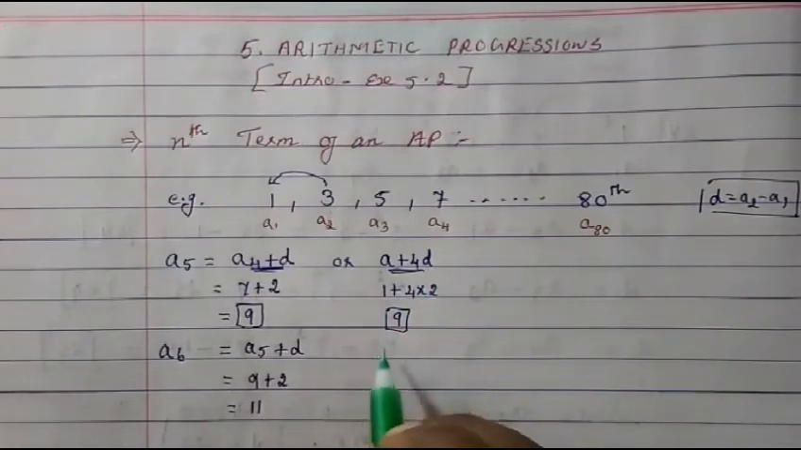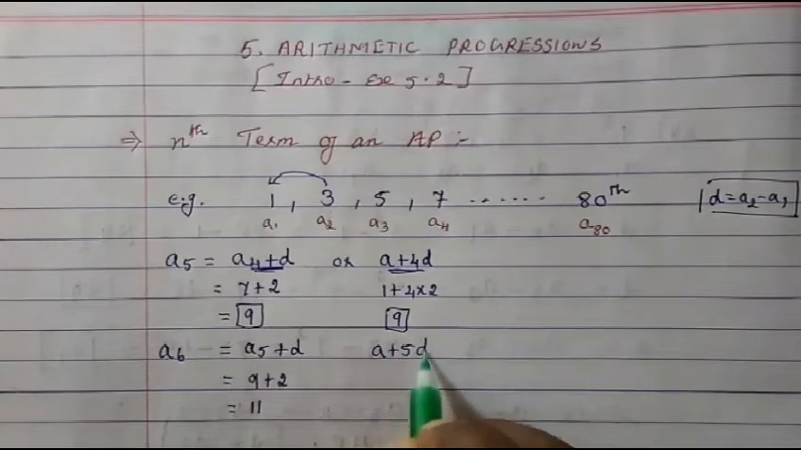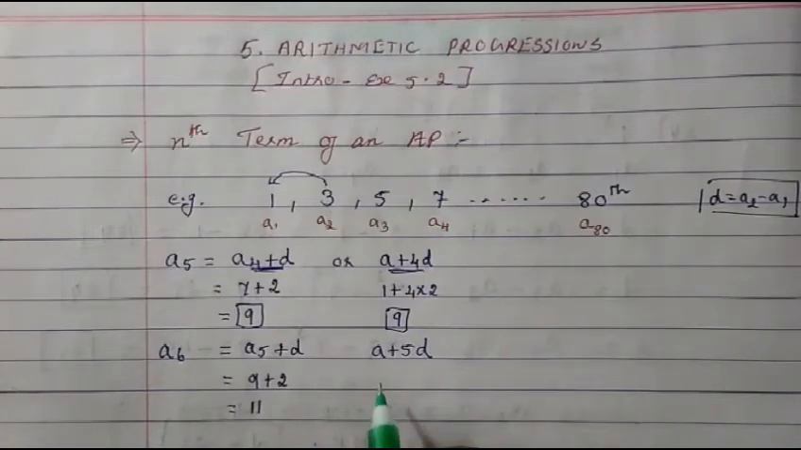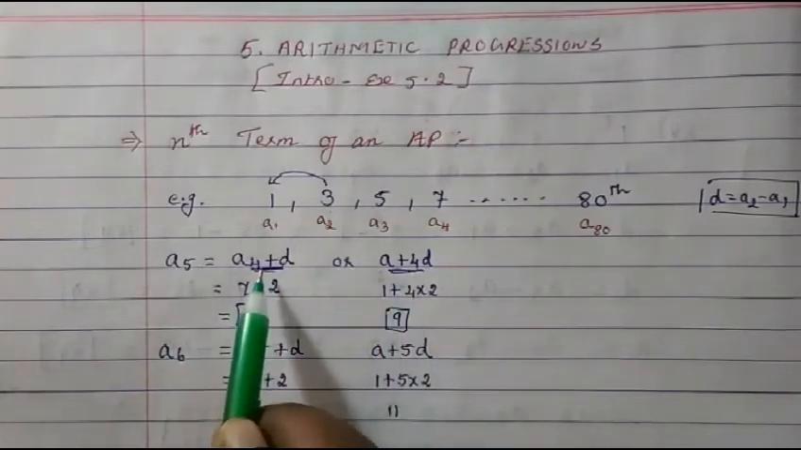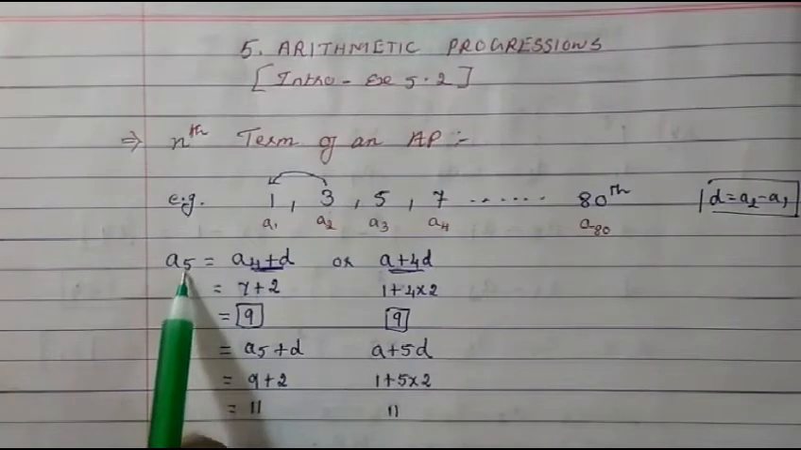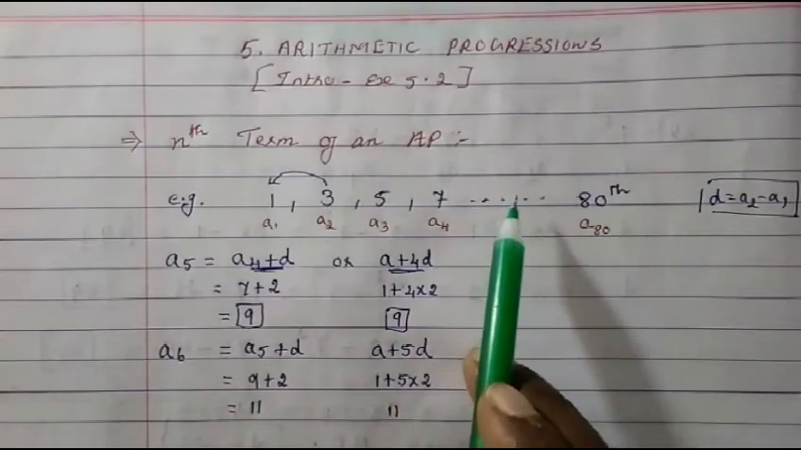Here also you see this A5, right? Actually this is A6, so A plus 5 into D. If we multiply 5 times the D, we will get the next term. A means the first term. So 1 plus 5 into D, which is 2. Then 5 twos are 10. 10 plus 1, 11. That's how we find it, using either this formula or this formula. We get the next terms A5, A6, A7, and so on.